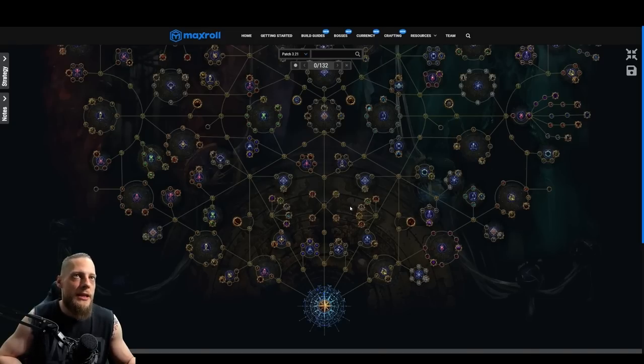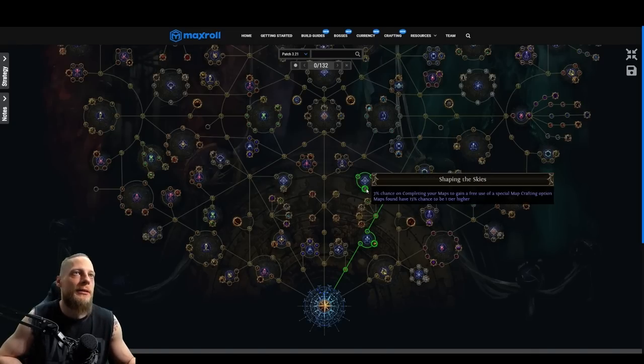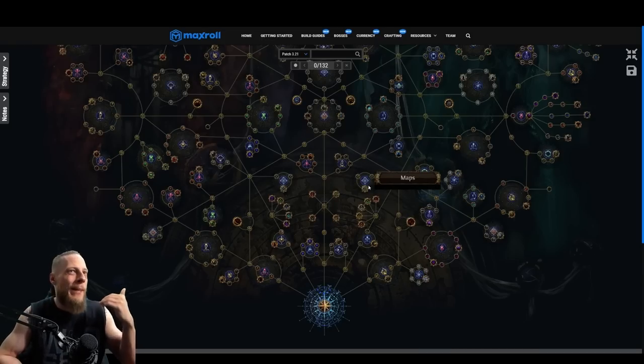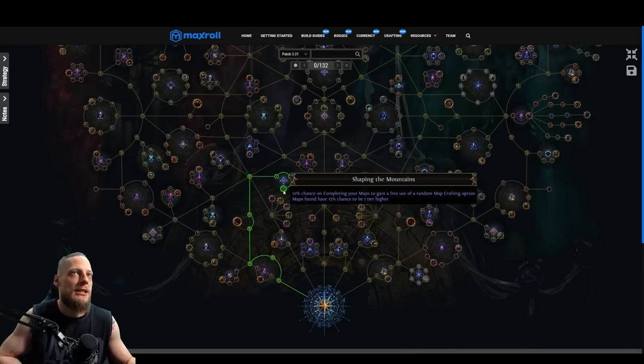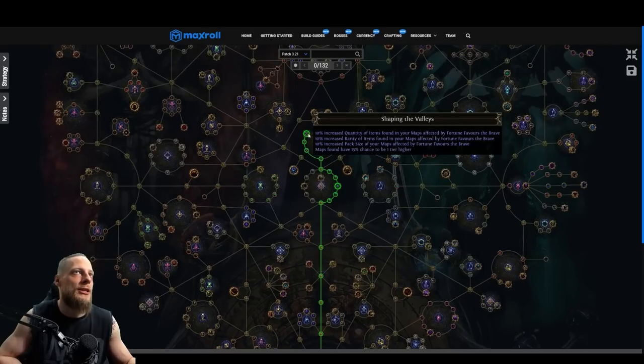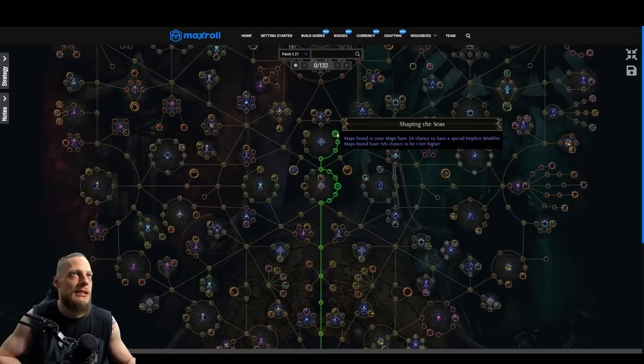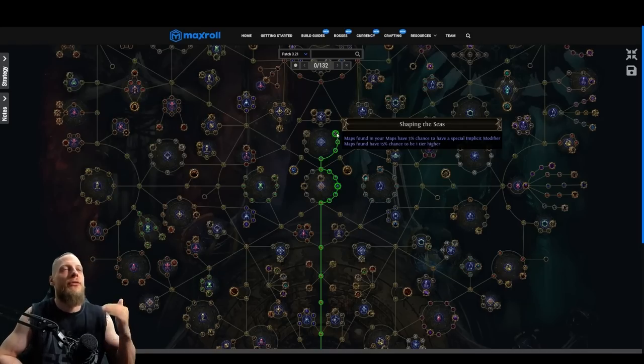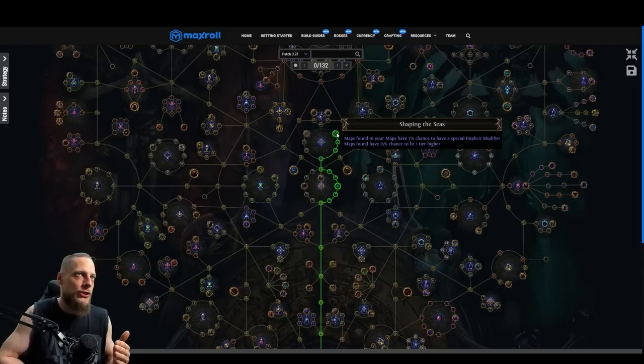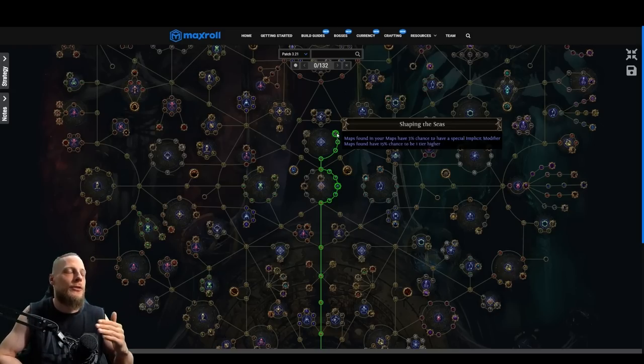And the first thing that I always do is going for all the shaping, or at least all the map sustain nodes, which is over here, shaping the skies, shaping the mountains, as well as here shaping the valleys and shaping the seas. So all of these here have a percent chance for maps to drop one tier higher, and this is essentially important to actually find all the maps that you're going to need to progress into the Atlas, so you're not forced to buy any maps. So you're going to over sustain a bunch of maps, and here and there you're just going to use an Orb of Horizon and transform certain maps to the maps that you're actually missing, right?